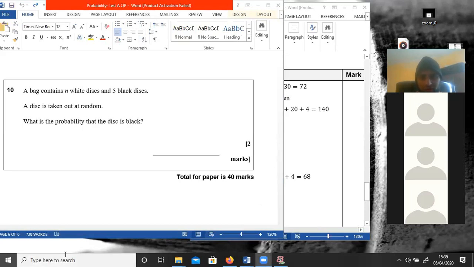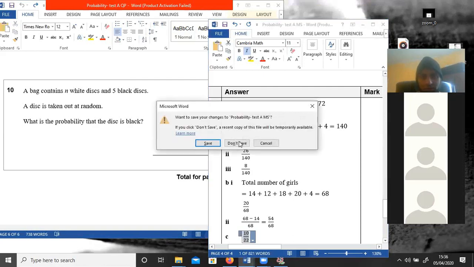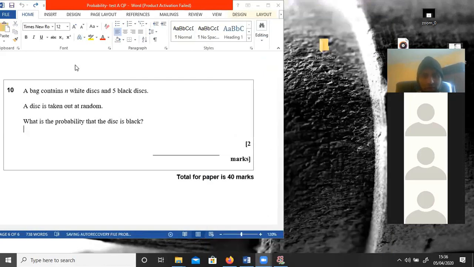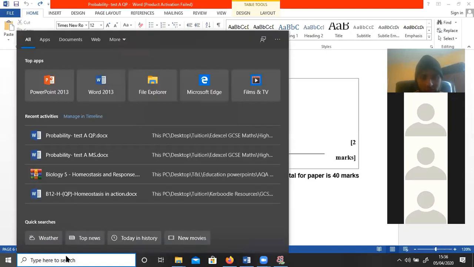Let me find my little, take the mark scheme off because we won't need it in a second. Let me find my whiteboard. One second. Smooth draw.